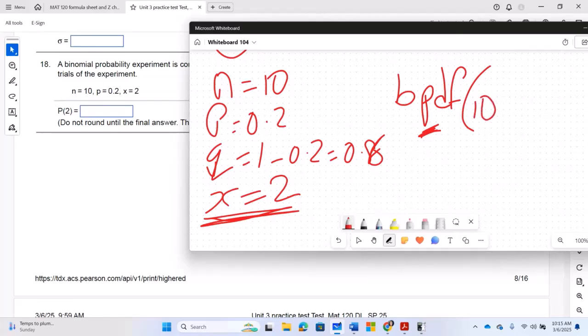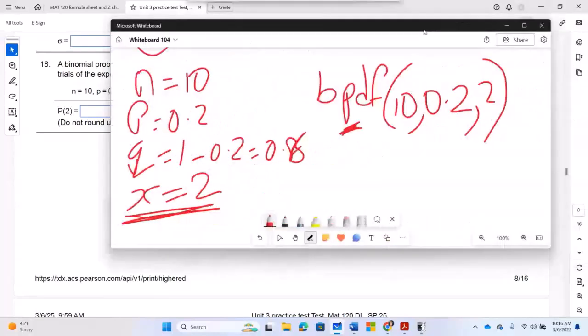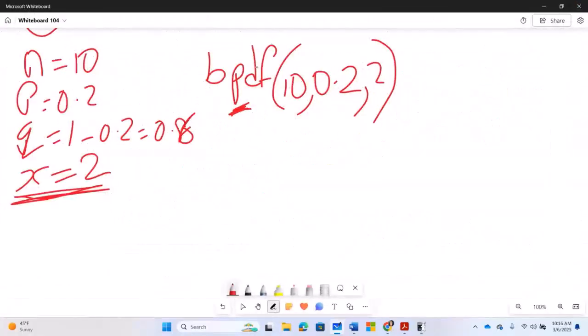n is 10. Success is p. p is 20% actually. And therefore, the number given to me is 2, exactly. So this is saying what is the probability that out of 10, I get exactly 2. If I want to put this in a formula, I can, so that you know what I'm actually trying to do. This is the calculator way of doing it.